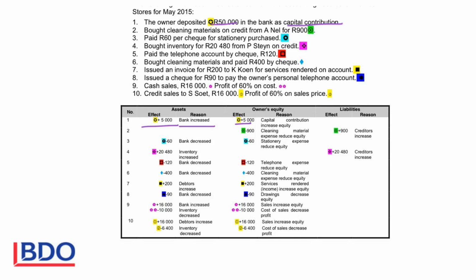Bought cleaning materials on credit, so we don't pay for it immediately, for 900 Rand. We owe more money to the creditor, so it means that the liabilities will increase with 900 Rand. Cleaning material is an expense because we use it in the business, and expenses decrease profit, so the owner will get less profit, so therefore the owner's equity will decrease.